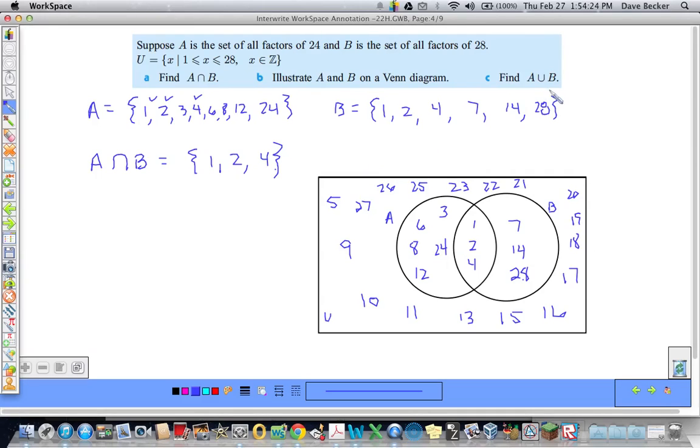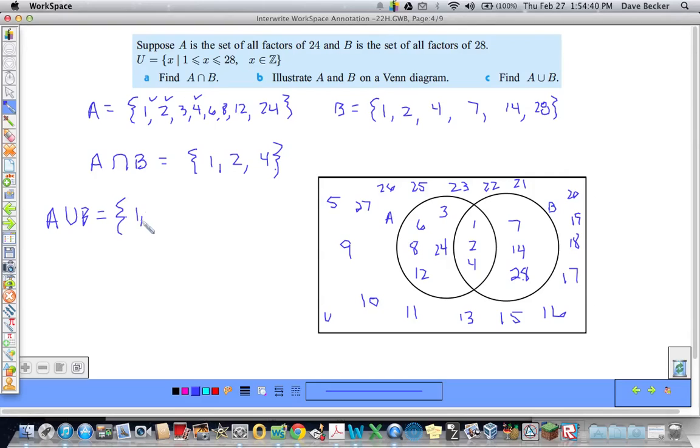And find A union B. Well, A union B is going to be everything that is in A or B. Oh, that is the most horrible set thingy. I'm not good at drawing those.